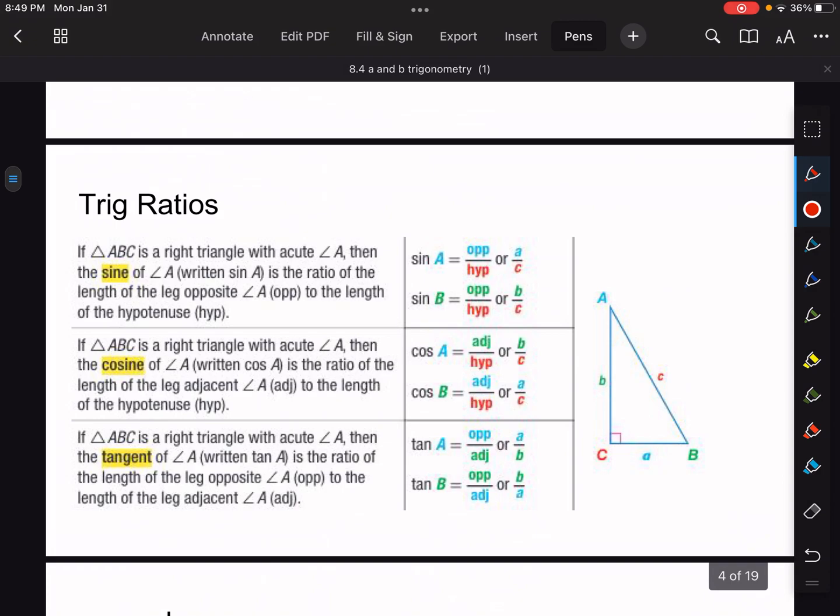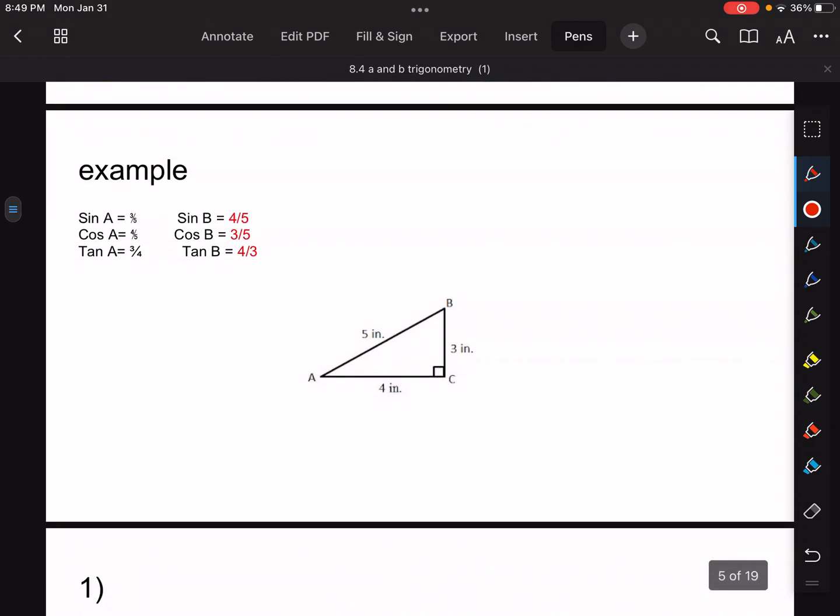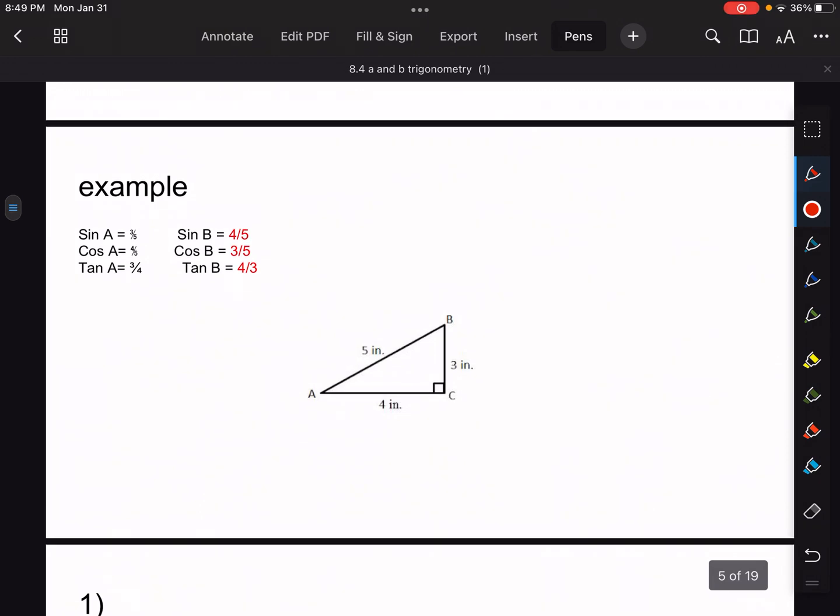So here we go, the trig ratios. This is simply what I just told you. So sine is opposite over hypotenuse, cosine is adjacent over hypotenuse, tangent is opposite over adjacent. Okay, so you can read through that and get some more examples there, but those are just the ratios I just talked about. So let's look at an example here.